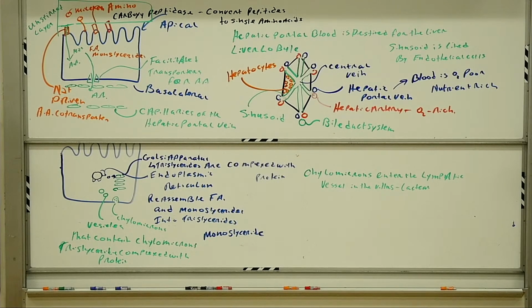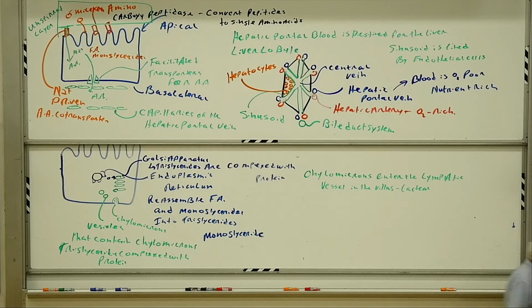And then once in the cell, they're reassembled into triglycerides in the endoplasmic reticulum. Those vesicles then carrying triglycerides in small amounts go to proteins and then form the chylomicrons from that, package those into vesicles, and the chylomicrons then leave the enterocyte through exocytosis on the basolateral side. Does that sort it out for you? Yeah. Okay. Anything else?